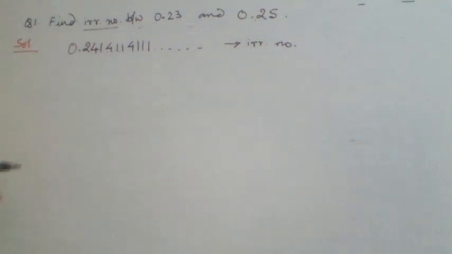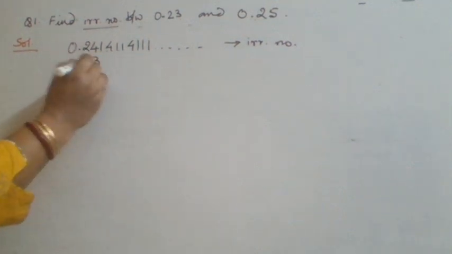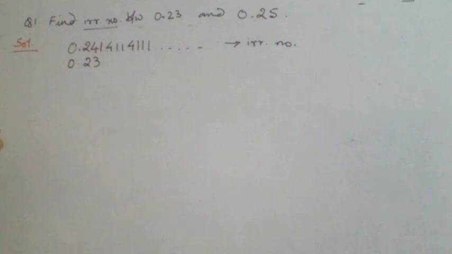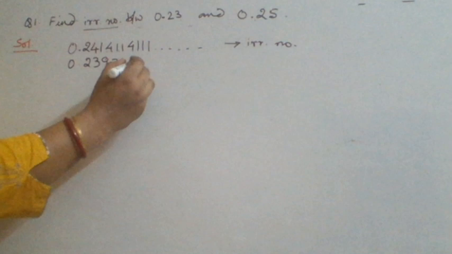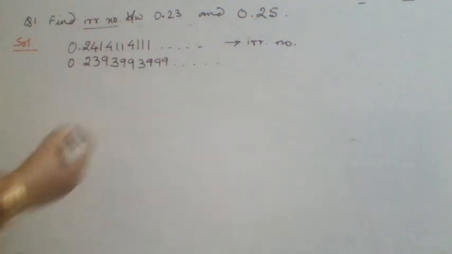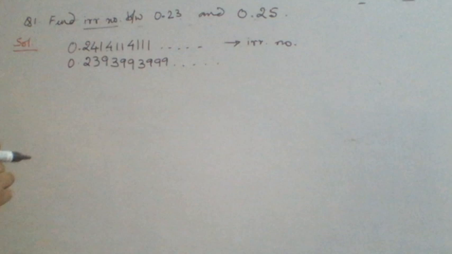Now also you can write 0.23923, and you place one more digit, 39, then it can be 3993999 dot dot dot. So in this way, there are infinite ways you can find irrational numbers between two given rational numbers.